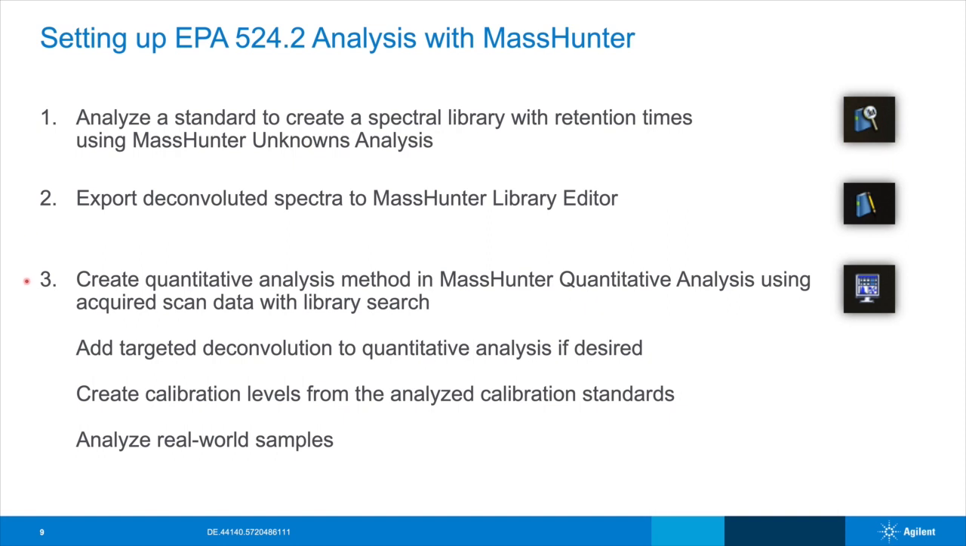And then the third step is to create a quantitative analysis method in MassHunter Quant using the acquired scan data with the library search. We have options like we can add targeted deconvolution to the quantitative analysis if desired, and we then create calibration levels from the analyzed calibration standards. And finally, we can go on and analyze our real-world samples.